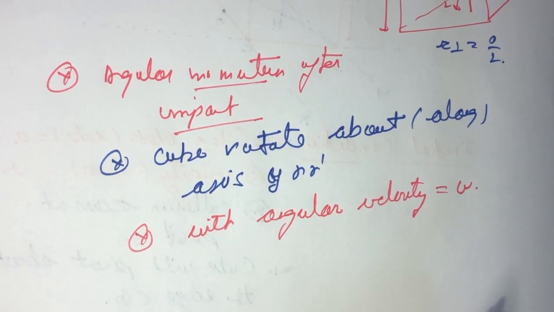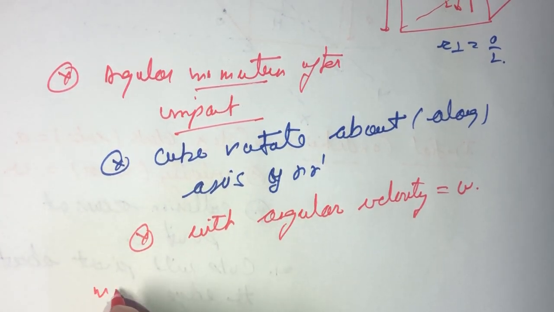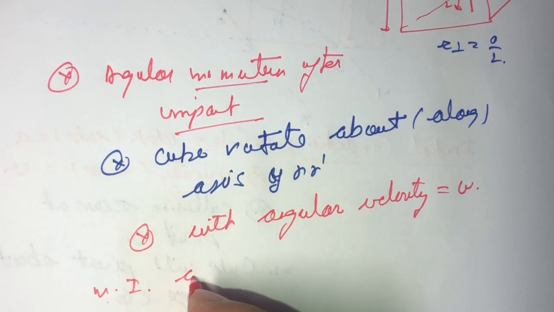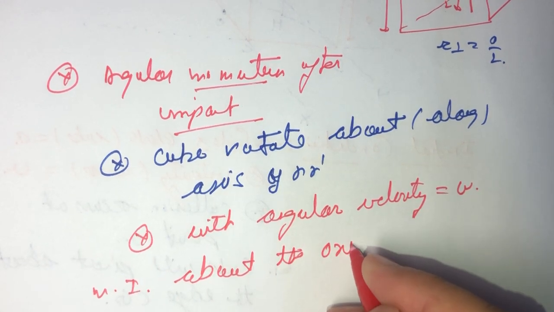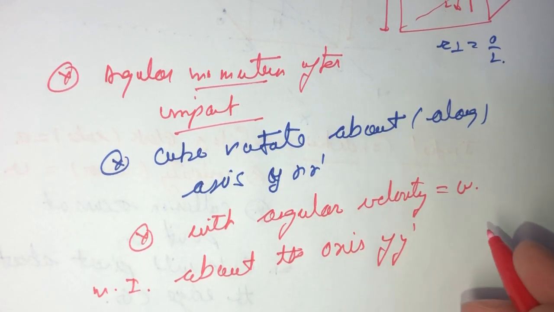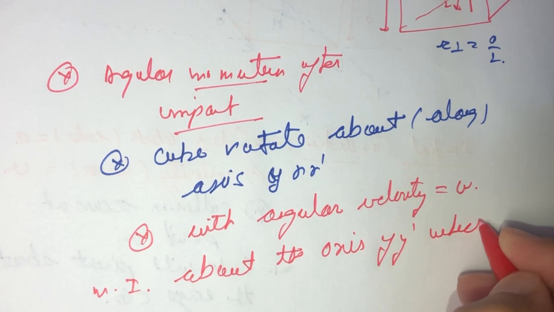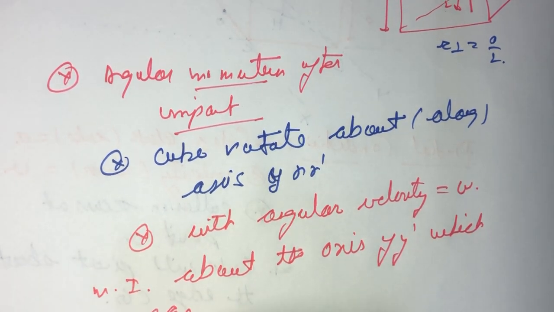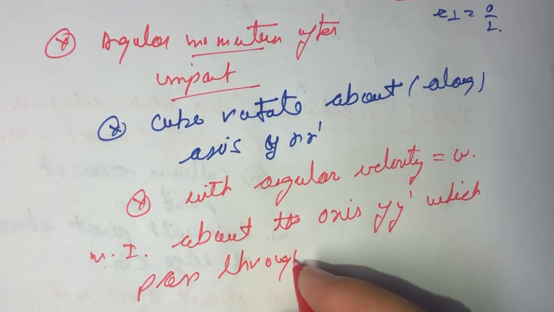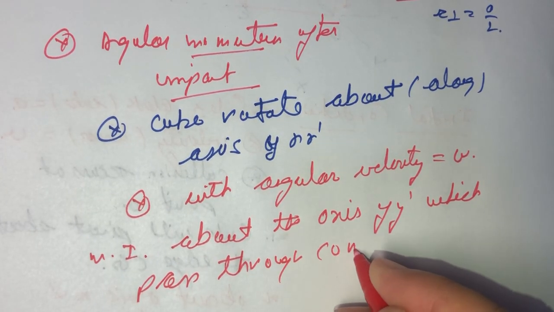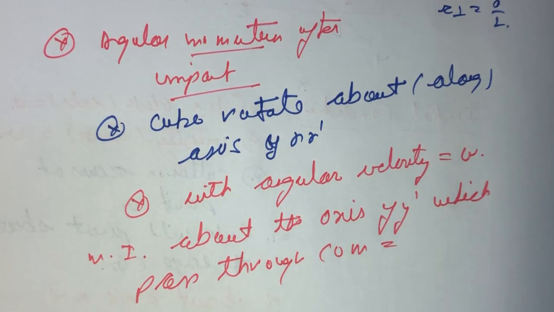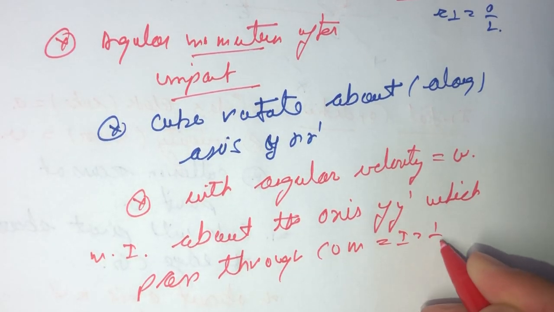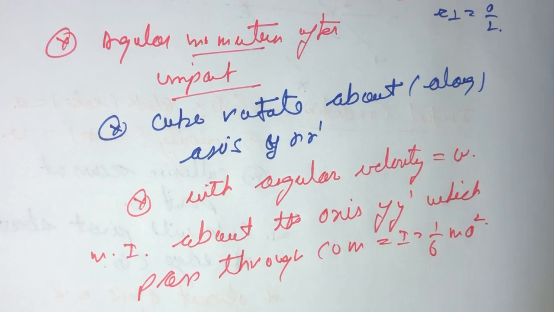We can say moment of inertia about the axis y prime, which passes through the center of mass, which we already know the formula is 1/6 ma square, that is given as I is equal to 1/6 ma square rather.